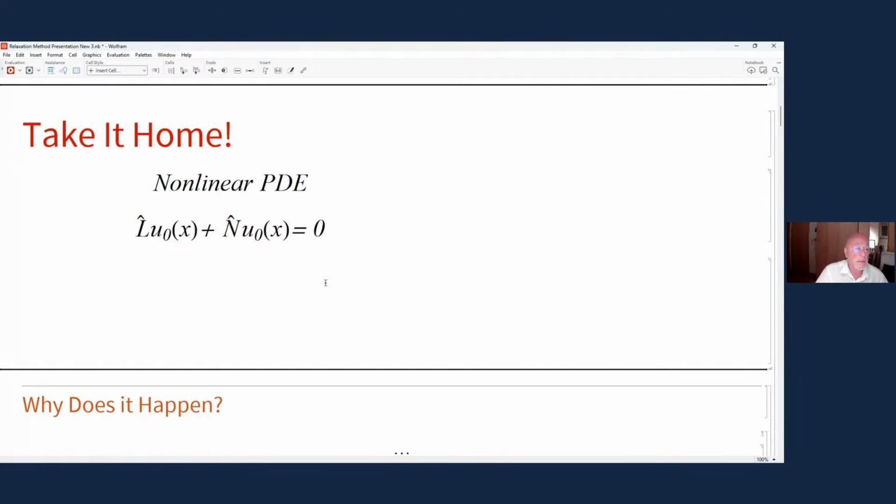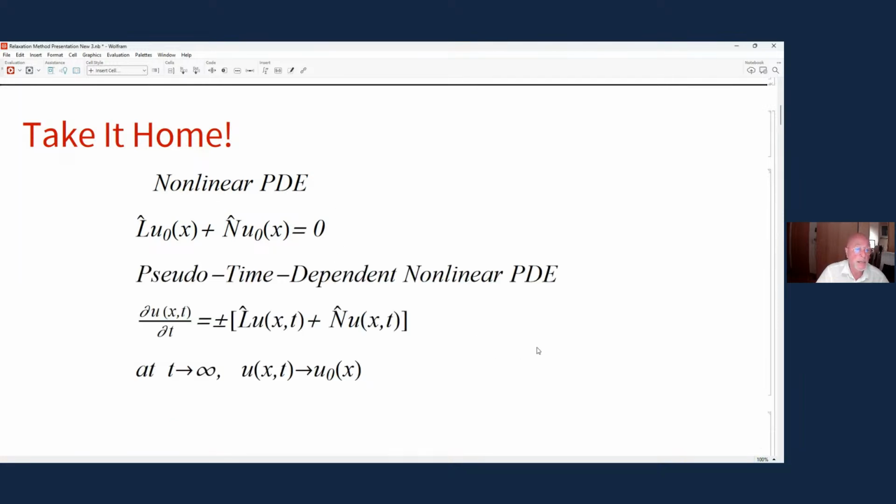And our task is to solve this nonlinear equation. Instead of solving this stationary nonlinear equation, we introduce a pseudo-time, and we introduce a time-dependent equation, or pseudo-time-dependent equation. Here you see that we now have an equation which depends on time, and the dependent variable also depends not only on the independent variable x, but also on the pseudo-time.